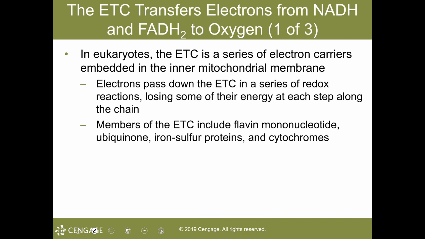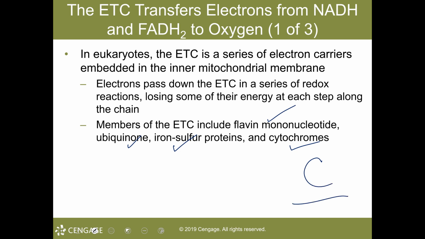Let's continue on. In eukaryotes, class, the electron transport chain is a series of electron carriers embedded within the mitochondrial membrane. To say it another way, electron transport chains will always be within a membrane. And thinking back, membranes are made up of phospholipids. The components of the electron transport chain include things such as flavin mononucleotide, ubiquinone, iron-sulfur proteins, and cytochromes such as cytochrome C.